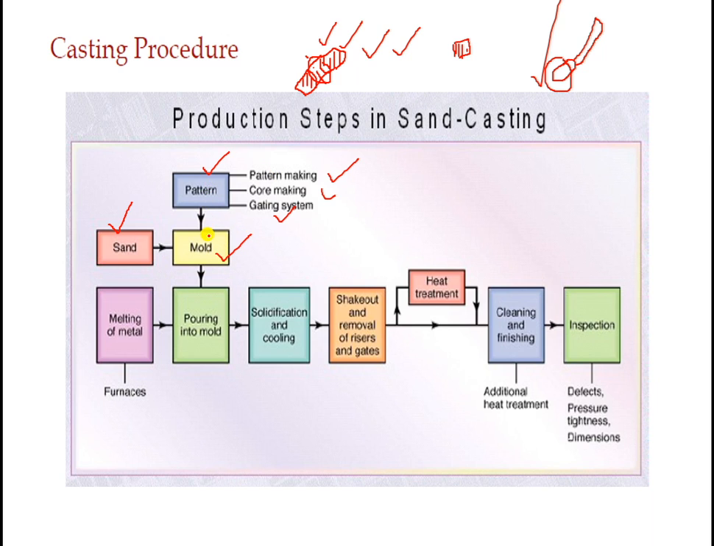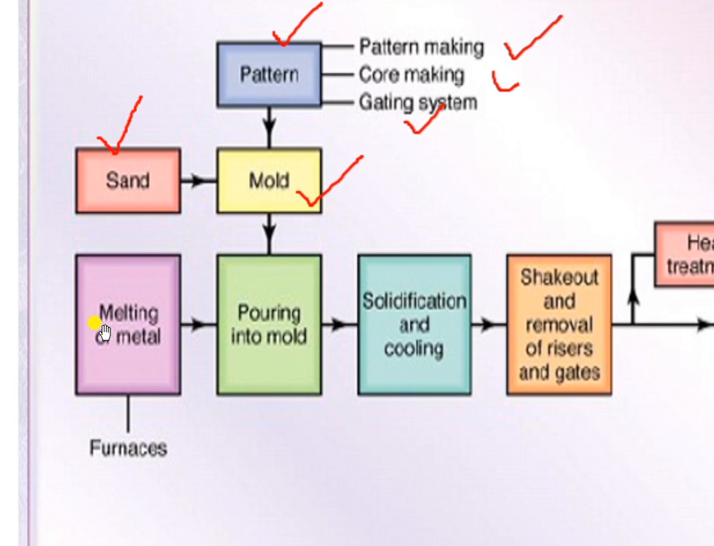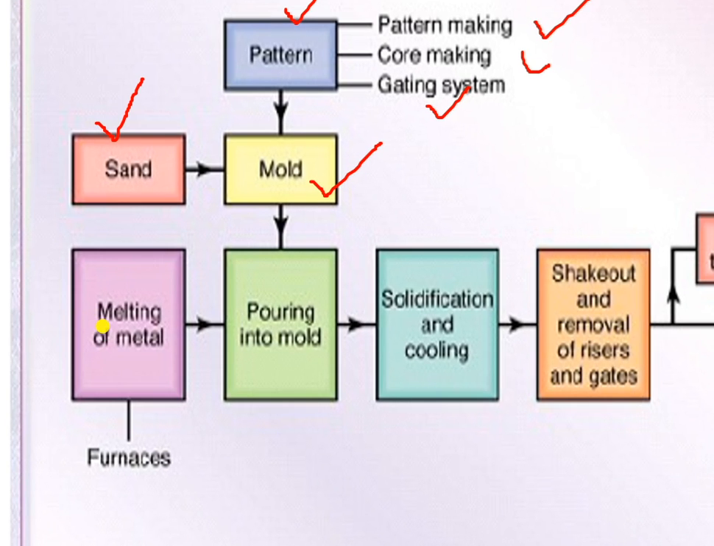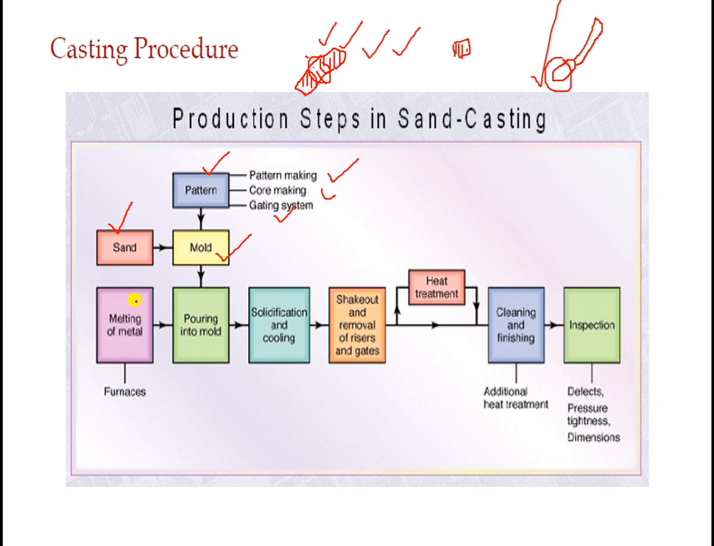After creating this pattern and mold, the metal with which we want to make the component, that may be aluminum, iron, copper, or any kind of material, is melted with the help of certain kinds of furnaces and brought to liquid form. That melted metal, with the help of crucibles and tongs, is poured into this mold cavity.